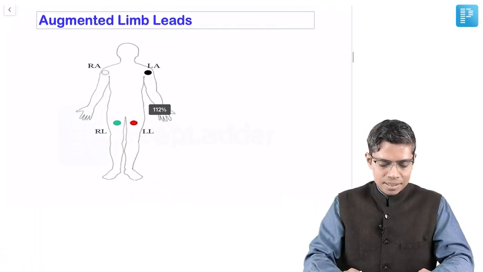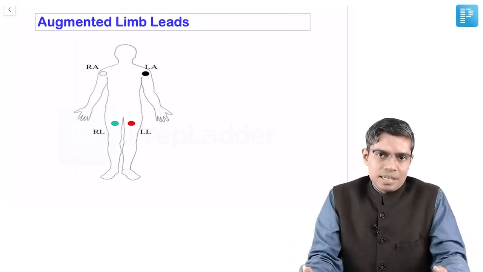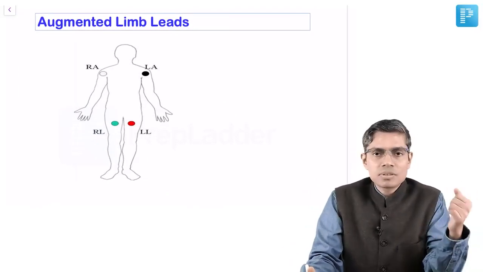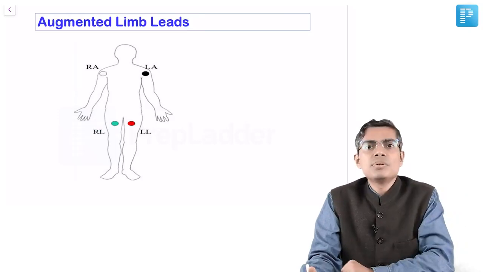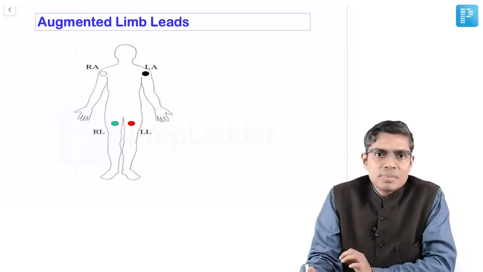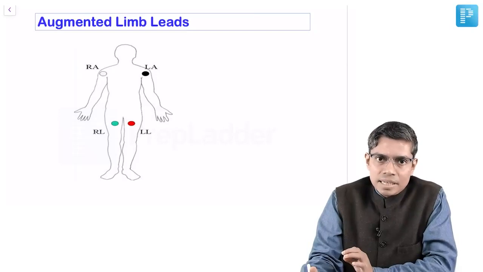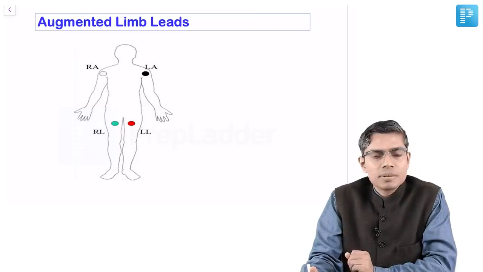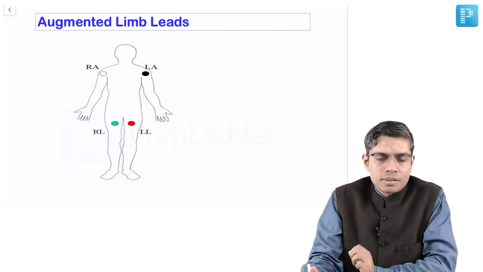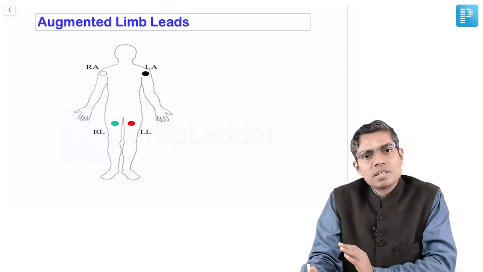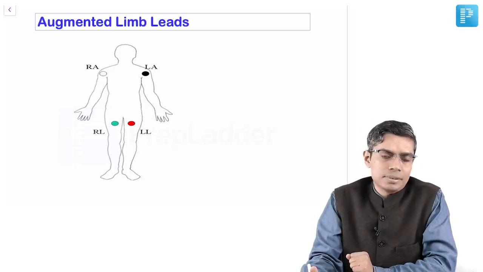Now coming to the augmented limb leads. This is unipolar lead. The previous one we have discussed was the bipolar lead. So here this is the unipolar lead. Unipolar lead means, as I told you already, one is the active or exploring electrode and one is the indifferent or inactive electrode.